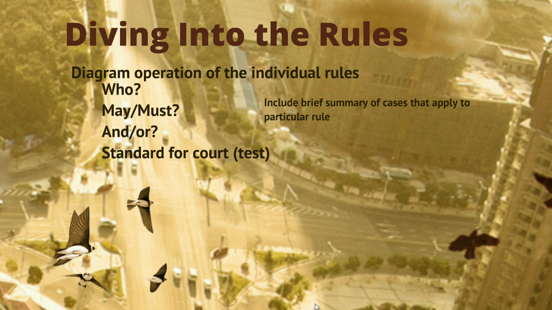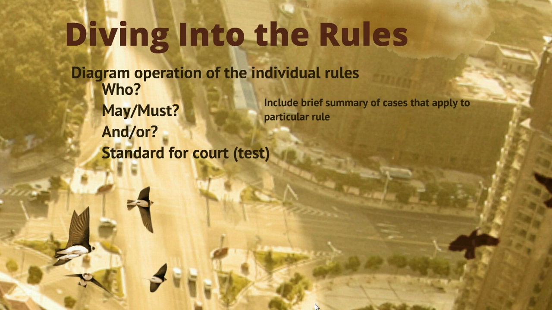Within this diagram, you're going to want to include a very brief summary of the cases that apply to a particular rule. So for example, if we were to start thinking about the diagram of the operation of individual Rule 8A, we'd want to have three separate small diagrams, one for jurisdiction, one for stating a claim, and one for the demand of relief. If we were to look at the second one, stating a claim that shows the pleader entitled to relief, we'd want to include the showing aspect of, and how that's been modified by the court in Twombly and Iqbal. And here, what you don't want is a whole case brief on these.